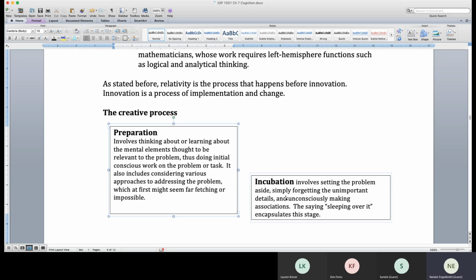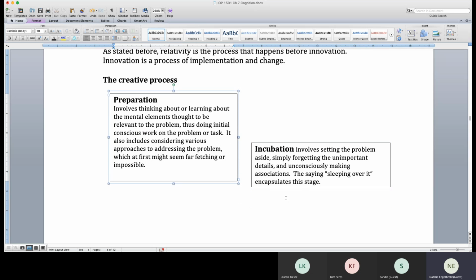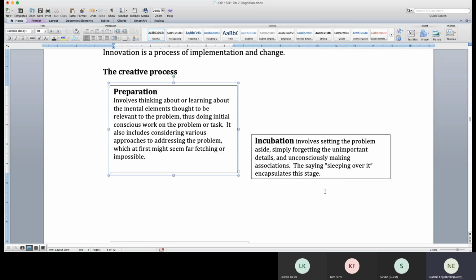The second phase is incubation. Incubation involves setting the problem aside, simply forgetting the unimportant details and unconsciously making associations. The saying sleeping over it encapsulates the stage.